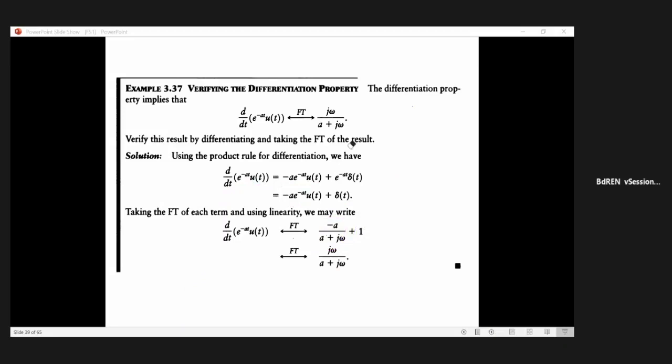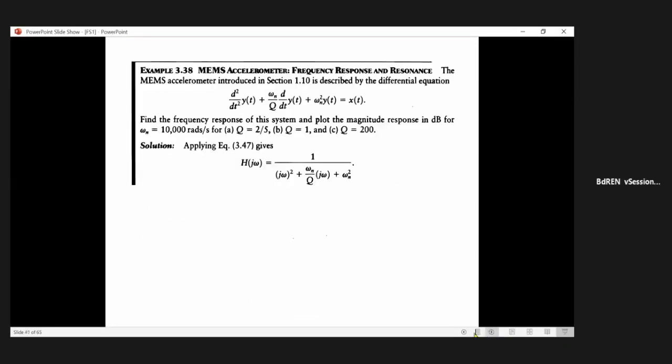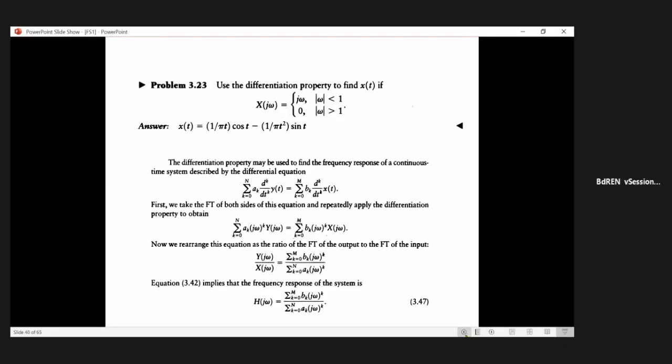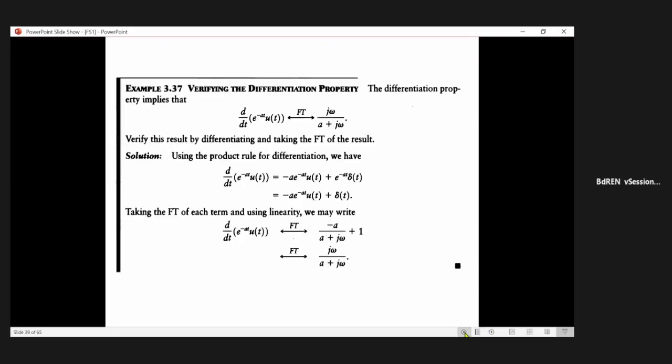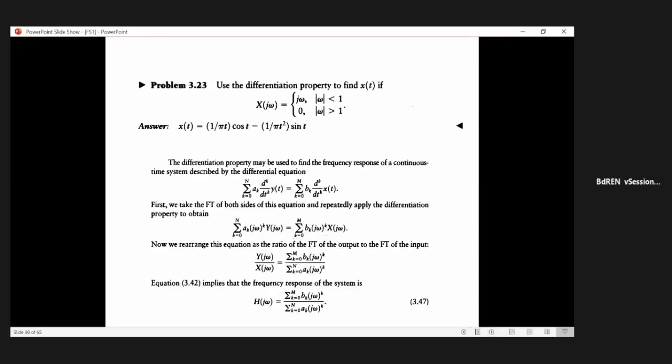Lots of other properties are there. Huge time will be needed to finish them, but I will be skipping a few of them. You try to remember the thing, okay? Some examples are there. You can find this example by using the differentiation property and integration property. You can find the thing there, okay?